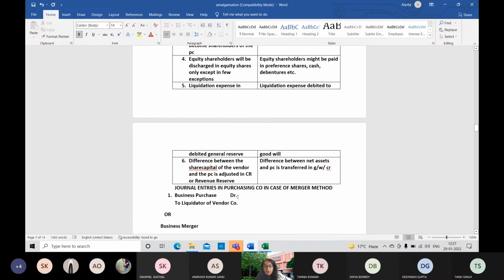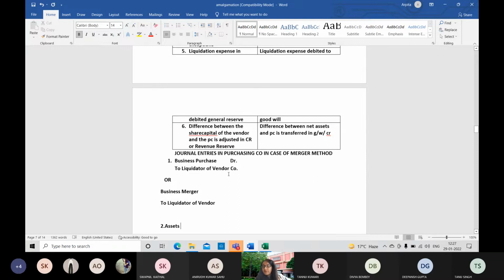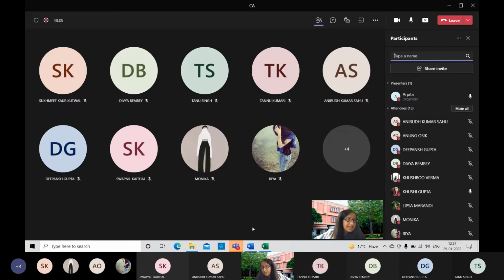So if you remember, ये हमने किया था purchasing company in case of purchase method. अब हम कर रहे हैं in case of merger method. Now please note, यहाँ पे क्या होता है, पहले हम क्या करते थे, Business Purchase A/c To Liquidator of Vendor Company. But now since it is a merger, कई books में उन्होंने ऐसे ही लिखा है Business Purchase to Liquidator of Vendor Company. But technically, because it's a merger method, we should ideally do the entry Business Merger to Liquidator of Vendor Company. Is this clear? The first entry same ही है, सिर्फ नाम change हुआ है. कोई doubt है? Any doubt?